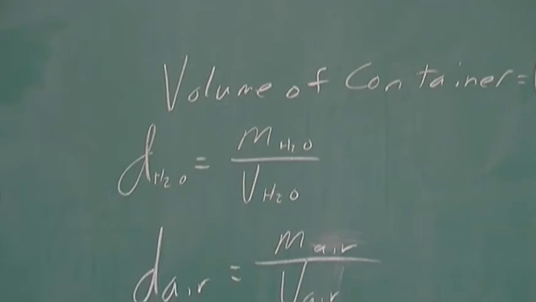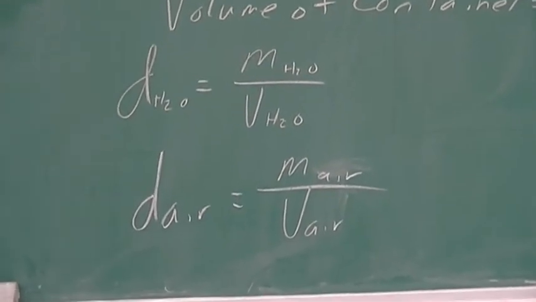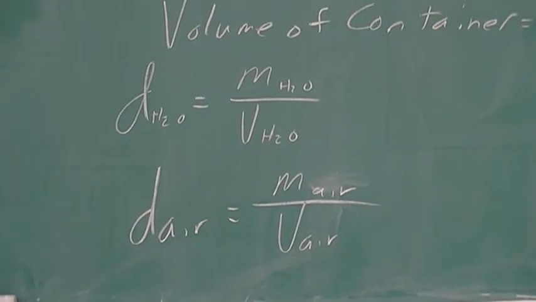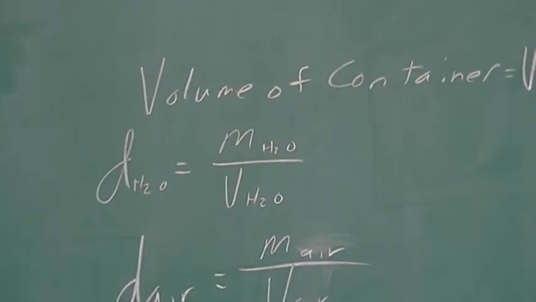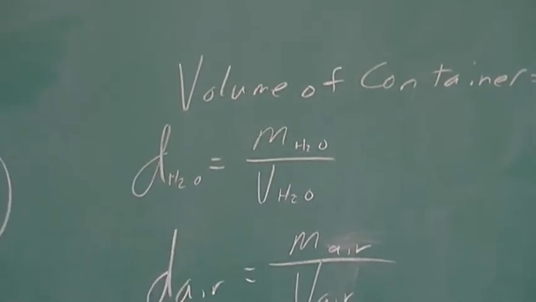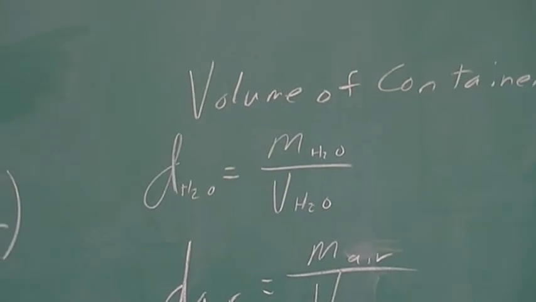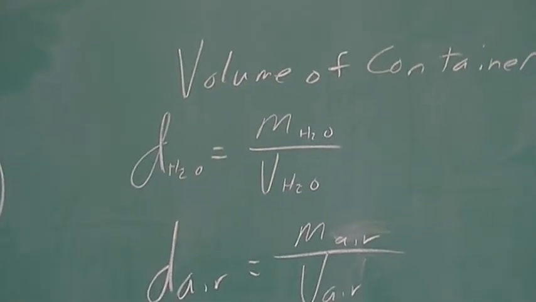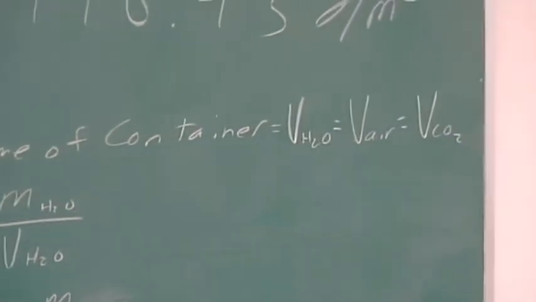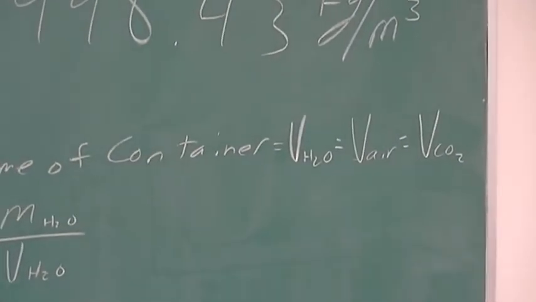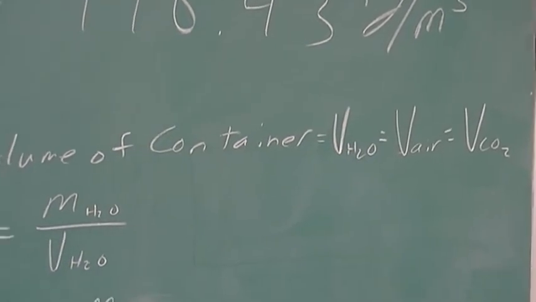If we want the mass of air, we have been given the density of air, and we know the volume of air. We are actually going to find the volume from the density of water. We know the density of water is given, and the mass of water we're going to weigh. We're going to have the mass of water and we're going to find our volume of water. Once you find the volume of water, that is equal to the volume of air, that is equal to the volume of CO2. That is the volume of the container.